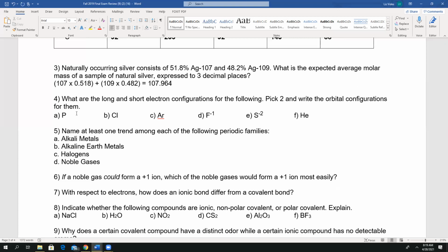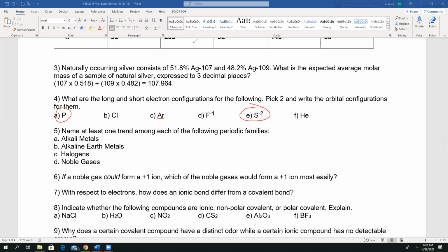And that's it. Okay, so I'm gonna do phosphorus. Okay, and I'm gonna do fluorine for you. No, sorry, sulfur for you. Okay, those are the 2 that I'm gonna do for you. All right, so for phosphorus, the long form, so you have to grab your periodic table for that one.